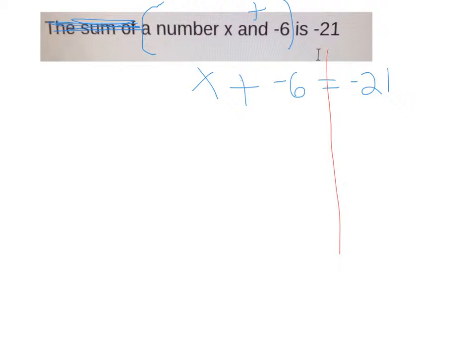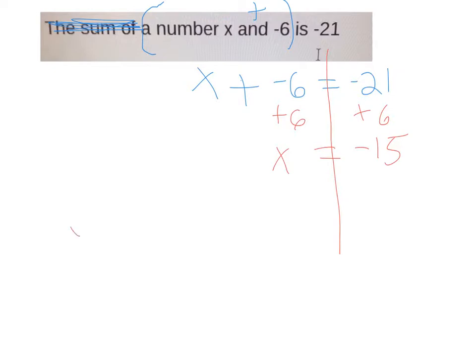When we do that, to get rid of a negative 6, focus on that. To get rid of a negative 6, the opposite of negative 6 is positive 6. So I'm really going to add 6 to both sides, and I'm going to get x equals negative 15. Different signs, subtract, the bigger sign is negative.